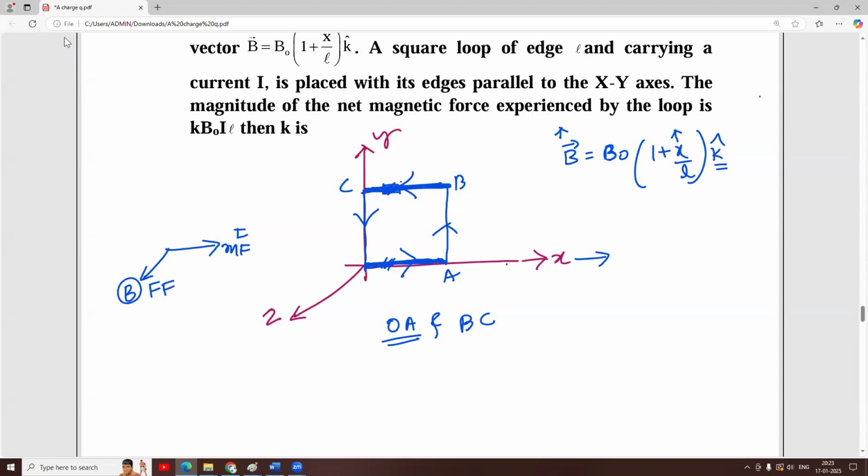Then what is the direction of thumb? Thumb will show this direction. So this is the direction of force. So this is the direction of force experienced by OA.